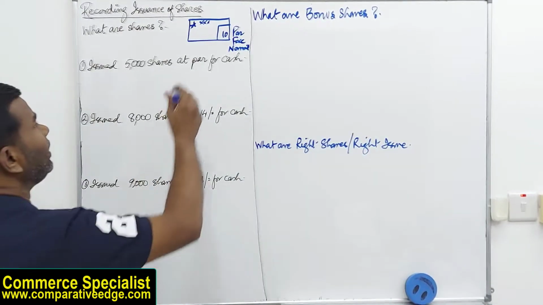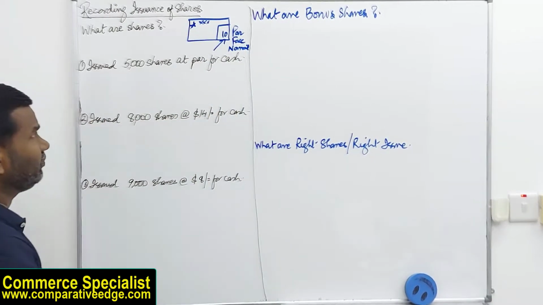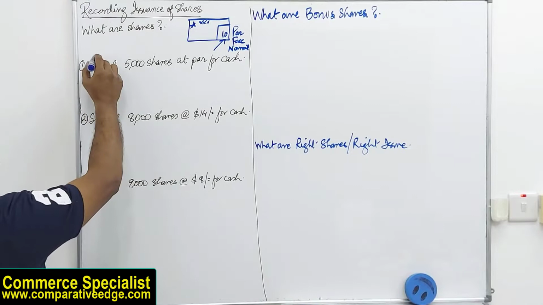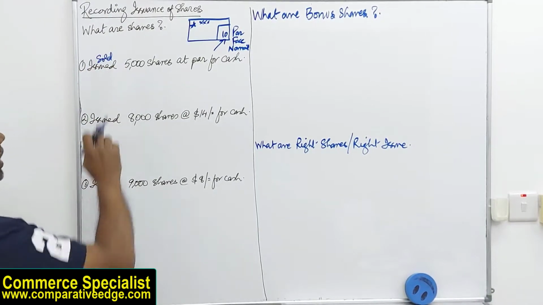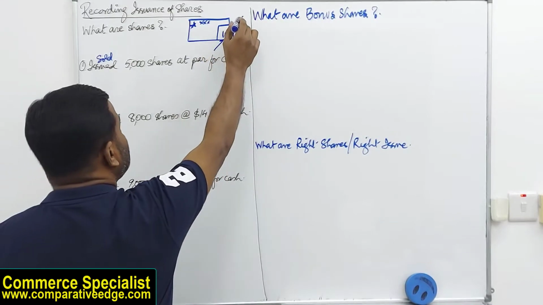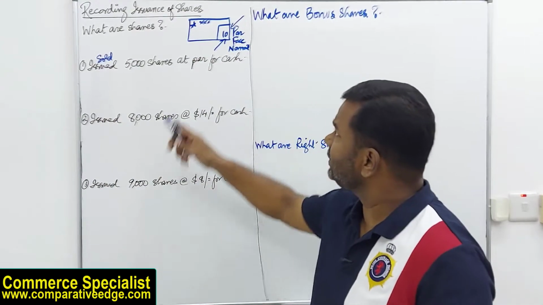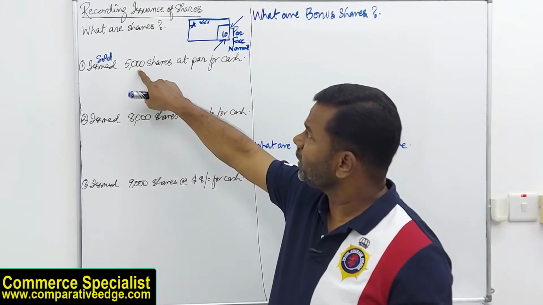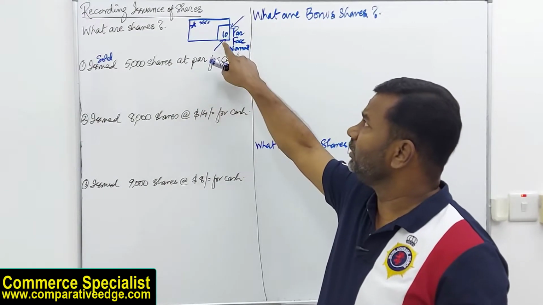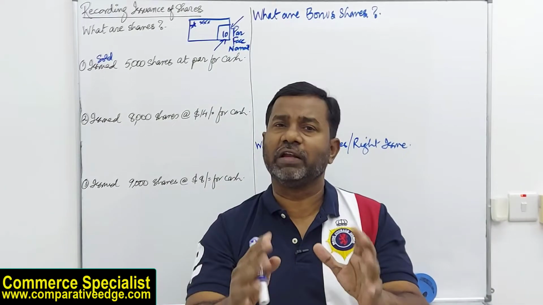We are assuming the par value, the face value of the share, is $10. Issued here means sold. So if a company sold 5,000 shares at par, they sold a $10 share for $10 only. That means the face value of the share is $10 and the company is selling them at $10.